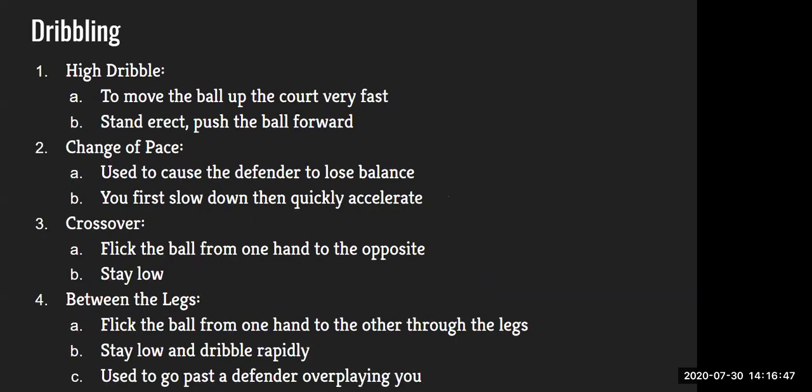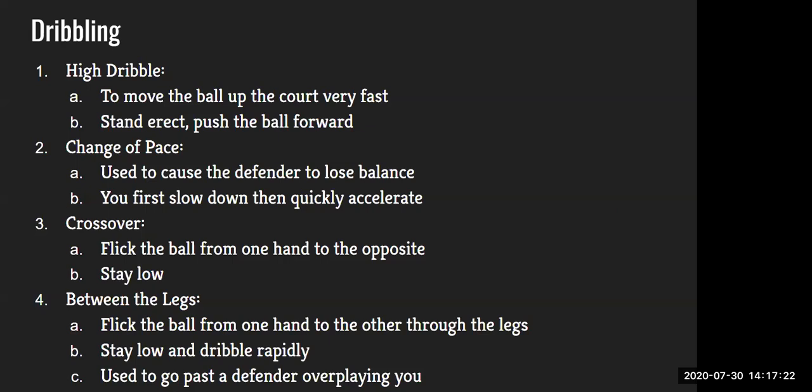So now these are techniques used in the game. One main one is dribbling, and there are different types of dribbling. The first one is the high dribble. A high dribble is used to move the ball up the court very fast. If you get the ball at the start of the period, you do a high dribble and take it to the opponent's side of the court, and then you start doing the other things.